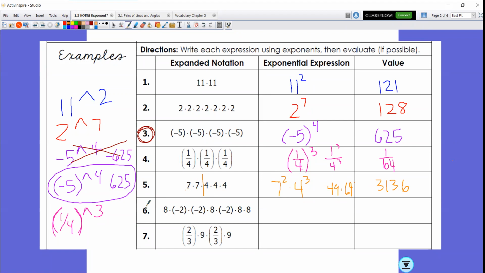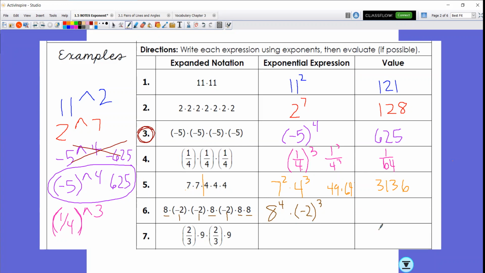All right, down here in number 6, I have two different bases, but they're not all next to each other. So I'm first going to start with my base of 8. I'm sorry. So I have 1, 2, 3, 4, 8, right? 8 to the 4th times, and then I have 1, 2, 3 -2s. Make sure you use parentheses. That's going to be a 3 here.